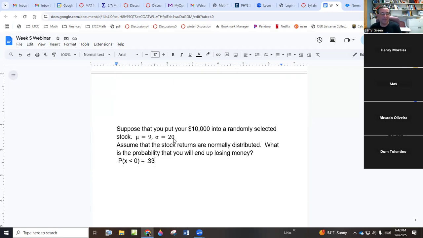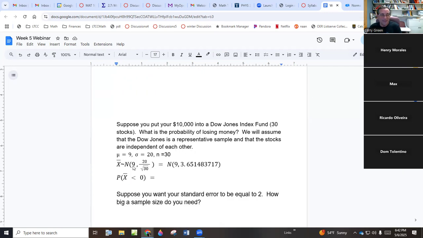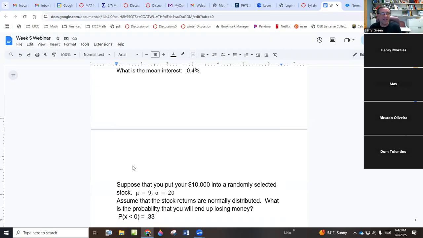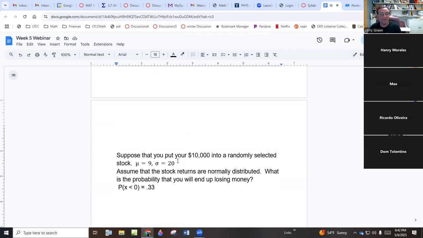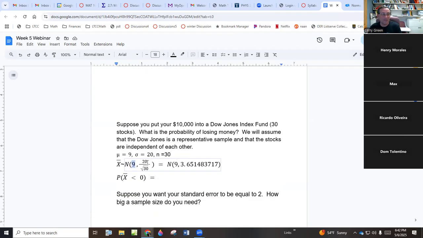So that tells me that our mean is 9, and we have a normal distribution. I'm going to pretend it's 31 instead of 30, but it's close enough. The mean was 9. The standard deviation is sigma over the square root of n. So sigma was 20, n is 30. So we take 20 divided by the square root of 30.